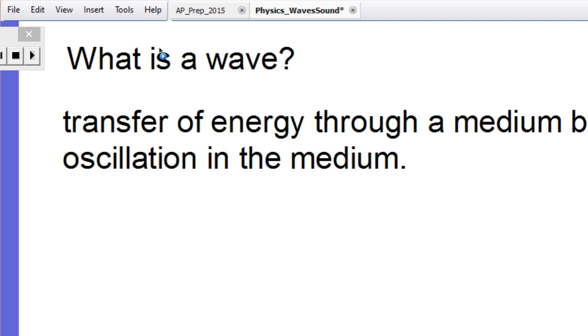A transfer of energy. We know what energy is. Specifically, we're talking kinetic energy. We're moving this kinetic energy through a medium. Medium is a fancy term for stuff, through some sort of material. Now we're going to do that by causing oscillation. All that stuff that we've been talking about. Remember, oscillation is something moving back and forth or up and down at a nice constant rate or frequency.